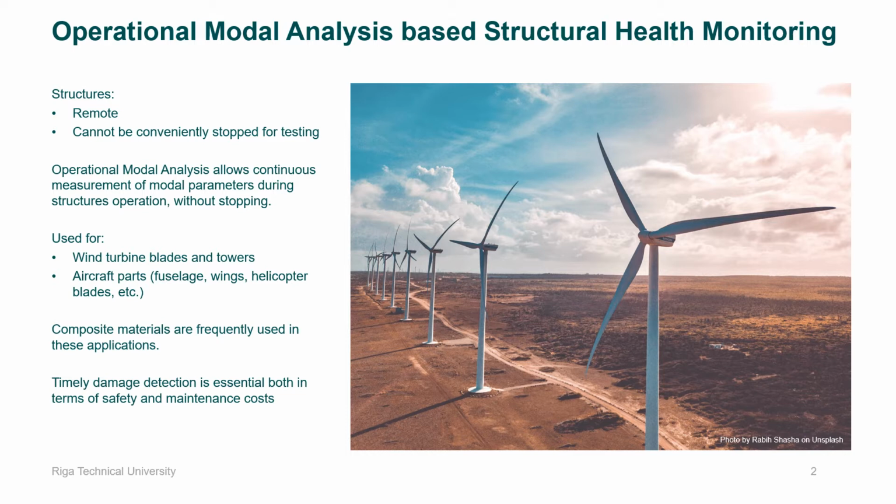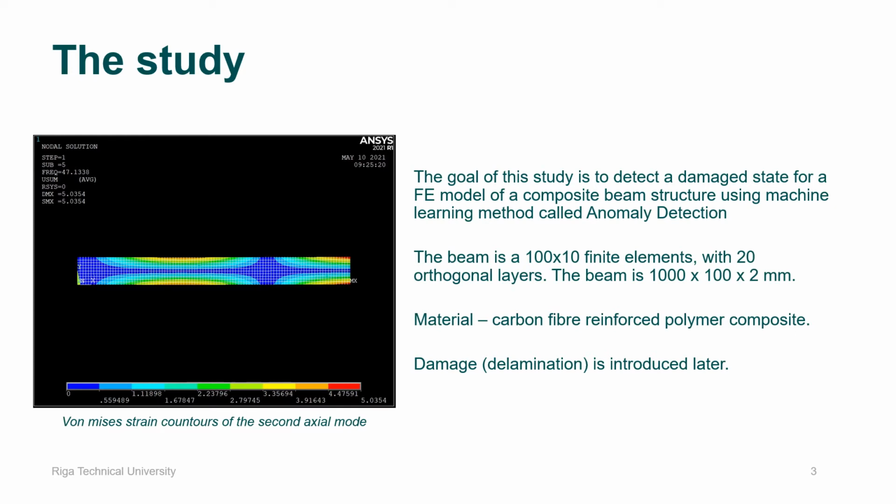As a solution, operational modal analysis is used for obtaining modal parameters which directly represent the state of the structure. Composite materials are frequently used in these applications, and timely damage detection is essential both in terms of safety and maintenance costs. The goal of this study is to detect a damage state for a finite element model of a composite beam structure using a machine learning method called anomaly detection.